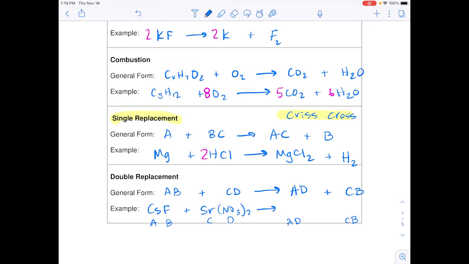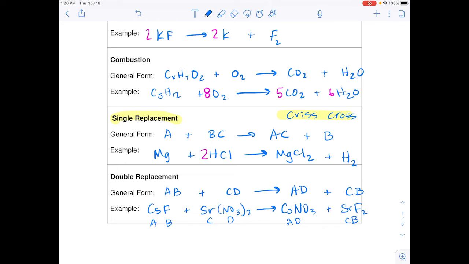when you do this. So cesium is going to be with nitrate. Cesium is +1, nitrate's -1. So they cancel out, CsNO3. Then strontium is with fluorine. Strontium is a +2 and fluorine's a -1. So SrF2 when you crisscross that. Again, I'm crisscrossing those whenever I'm putting things together.